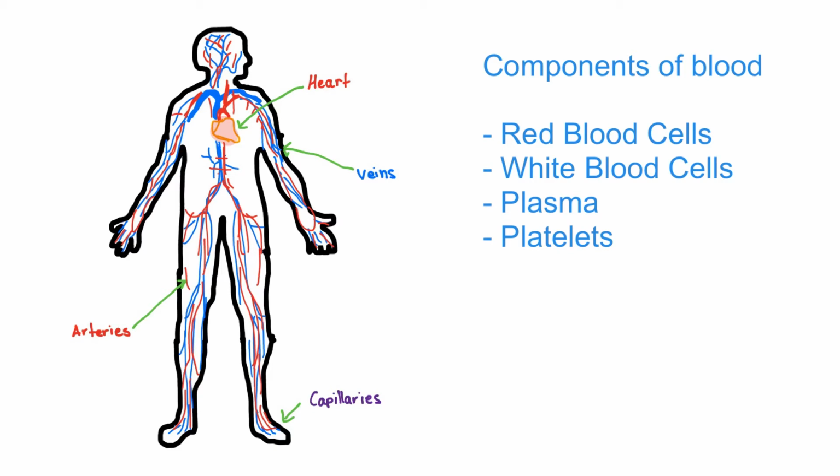Blood's main functions are transport of oxygen and nutrients to tissues and removal of carbon dioxide and waste from the body, protection to the body by the immune system and by clotting to prevent blood loss, and regulation of the body's temperature and the fluid content of the body's tissues. Blood is made up of 4 components: red blood cells, white blood cells, plasma, and platelets.